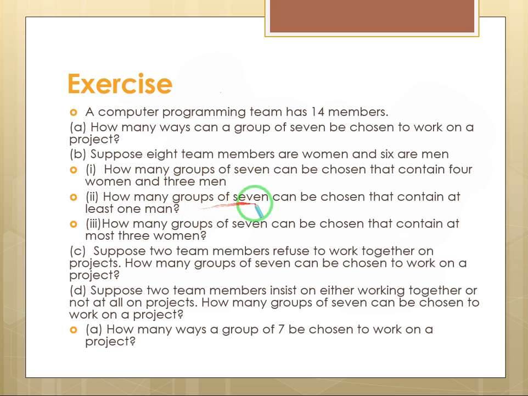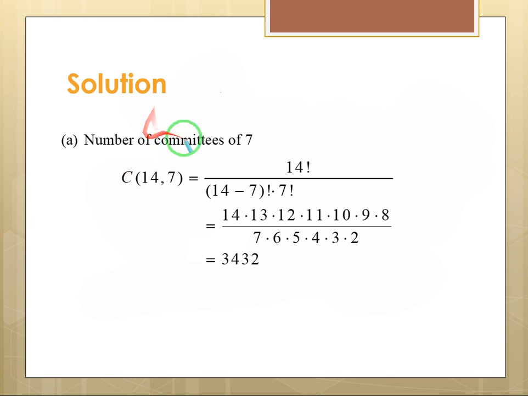Part 2, how many groups of 7 can be chosen that contain at least 1 man? Just contain at least 1 man. And how many groups of 7 can be chosen that contain at most 3 women? Now we come to the solution. The number of committees of 7: simple, 14 choose 7 is a simple method. First one is solved.